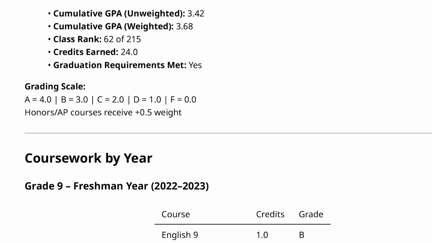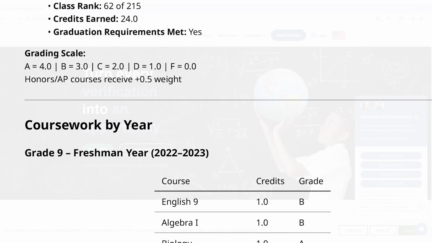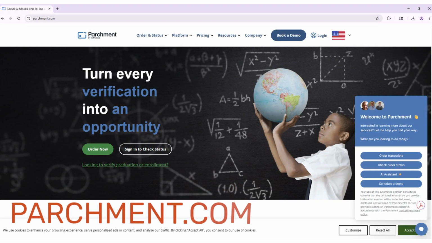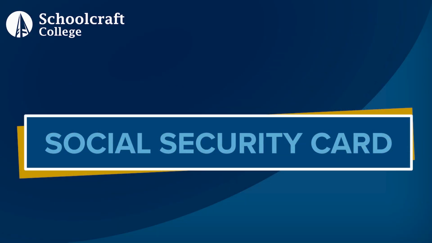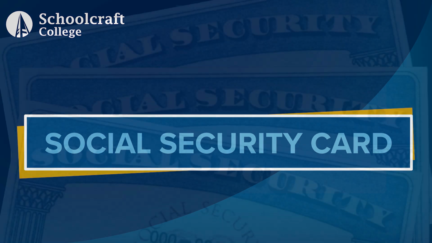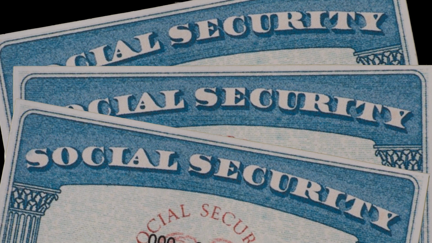If you do not possess a copy, you can request an official copy to be sent through parchment.com or directly from your school. These requests can be sent to admissions@schoolcraft.edu.